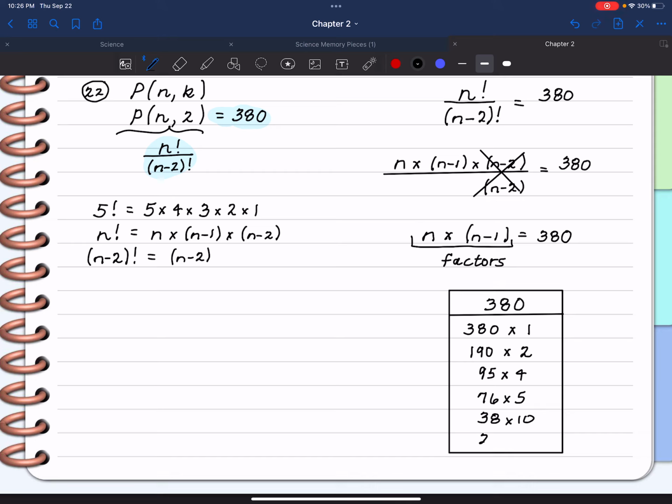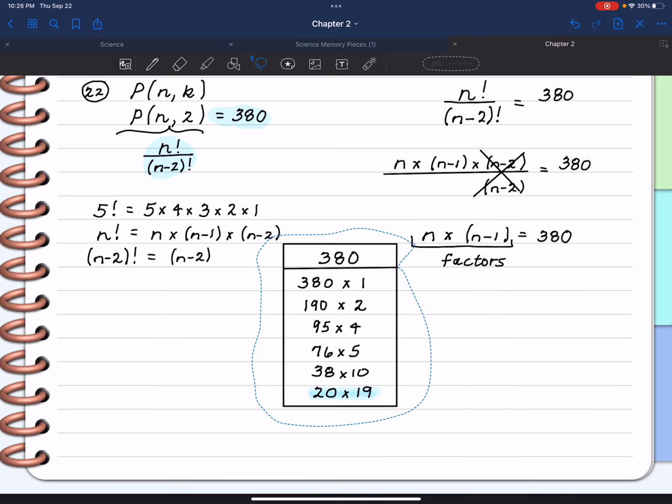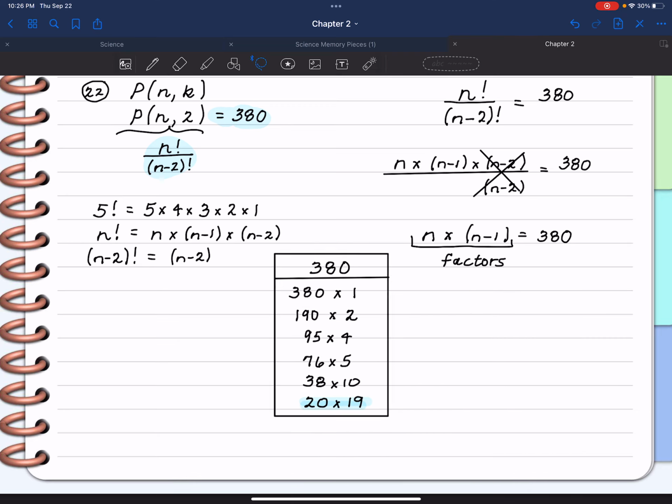And this is where I stop. And the way that I know that I stop is because the next one would just reverse this one. 380 divided by 20 is 19. Let me draw that for you. Gosh, this problem is a monster. Let me put one more row right down here.